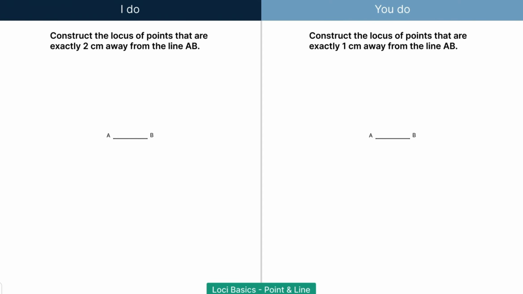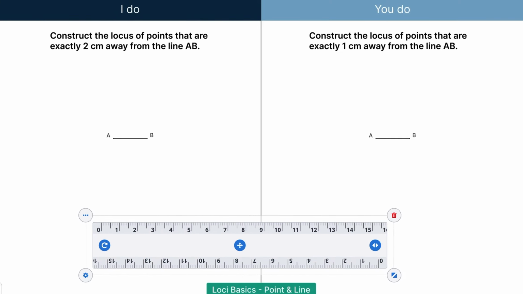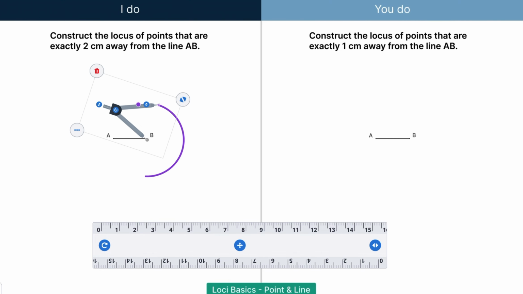So moving on, now it says construct a locus of points that are exactly 2 centimeters from the line AB. So they need to be exactly 2 centimeters from this line. Now the way we do that is, we grab a ruler as usual, we measure 2 centimeters on here. This time we've been given a line instead of a point. And once you've done that, you put it on the edge here and you draw a circle. Well, I say circle, I mean semicircle, like so.